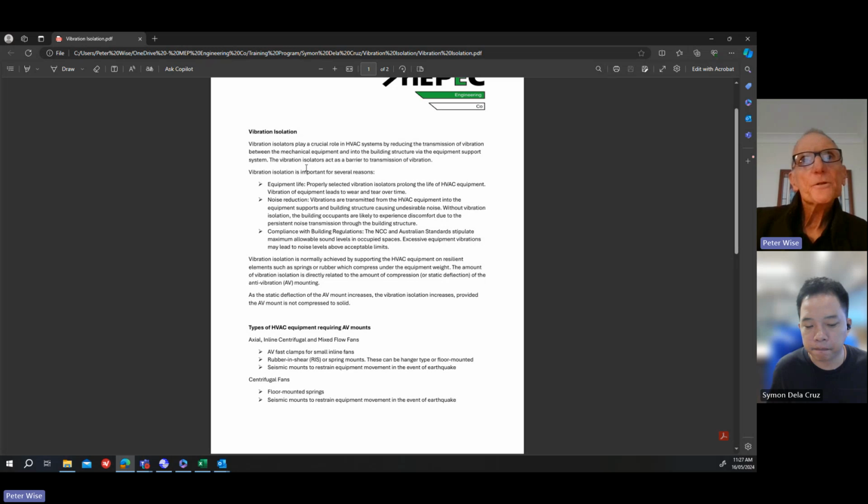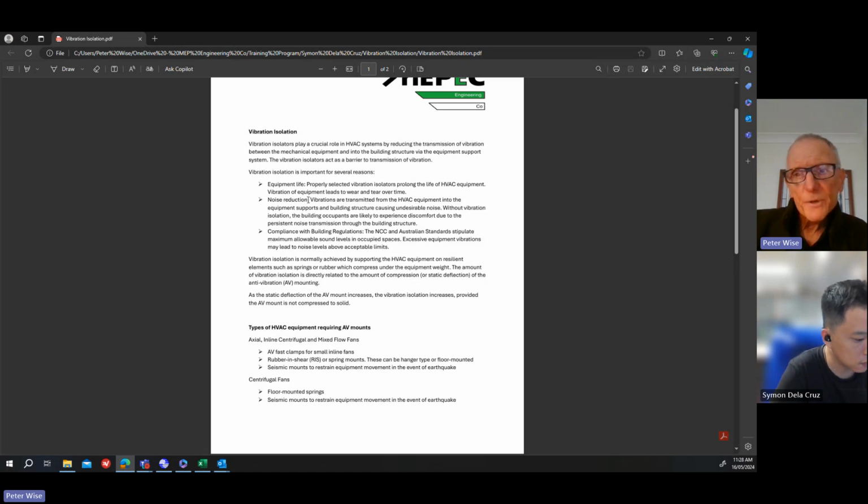Vibration isolators play a crucial role in HVAC systems by reducing the transmission of vibration from the mechanical equipment into the building structure via the equipment support system. So the vibration isolators act as a barrier to transmission of vibration. And this is important for several reasons. Firstly, the equipment life. Properly selected vibration isolators prolong the life of the HVAC equipment. Vibration will lead to wear and tear over time.